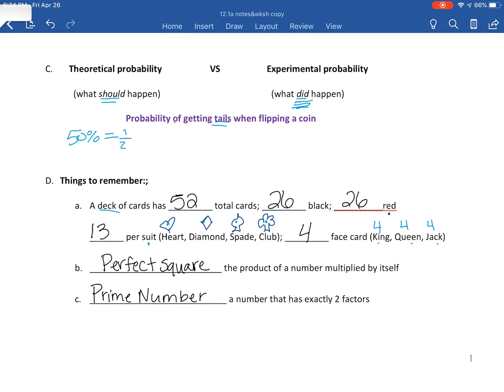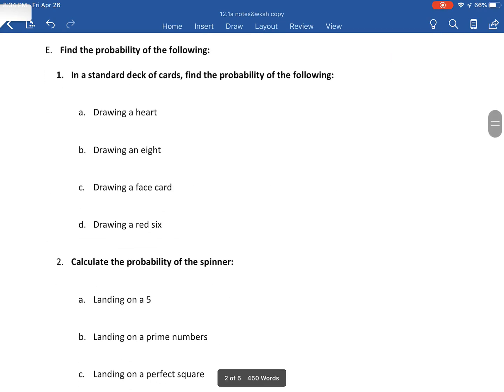Additionally, remember that a perfect square is just the product of a number multiplied by itself. So for example, 16 is a perfect square because 4 times 4 is 16. And a prime number is a number that has exactly 2 factors. So for example, 7 is a prime number because its factors are 1 and 7. Now that we have a little bit of background, let's practice finding some probabilities.